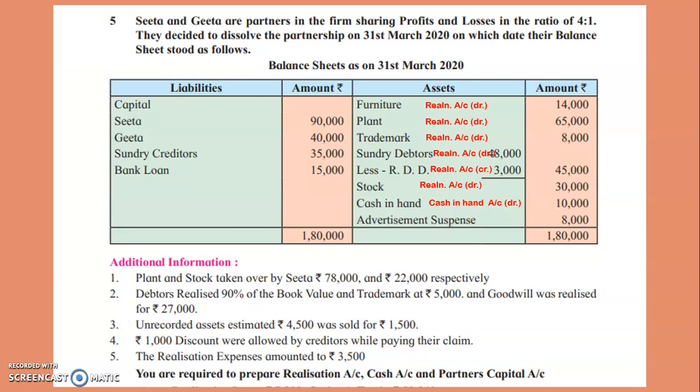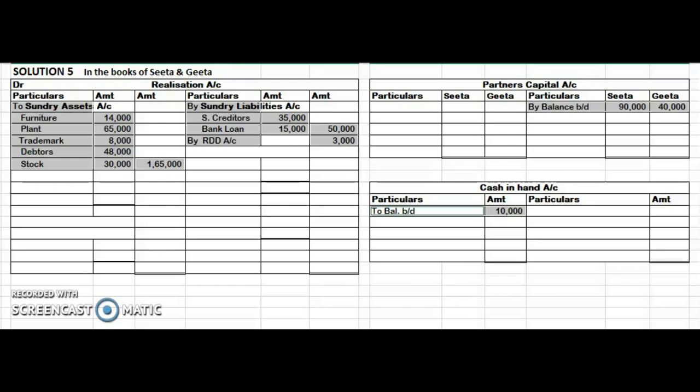Now advertisement suspense account. This is a deferred revenue expenditure which has to be written off. Now we'll write off this advertisement suspense account by debiting it to partners capital account. Then the opening capital balances on the credit side of partners capital account. Sundry creditors and bank loan will be transferred to the credit side of realization account. These are the assets and liabilities that we have transferred from the balance sheet.